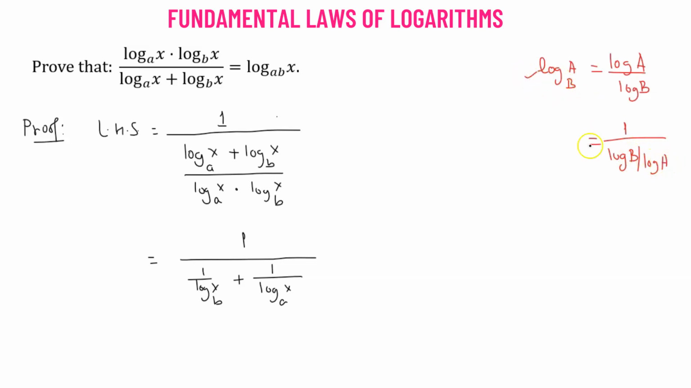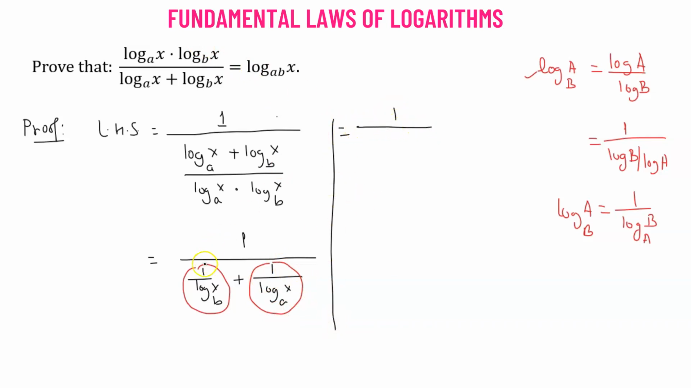So we can again use this particular definition on the denominator to get 1 over log of b with a base of a. That means log of a with a base of b is the same as the reciprocal of log of b with a base of a. This is done so that we can rewrite the two terms in the denominator by considering the reciprocal.